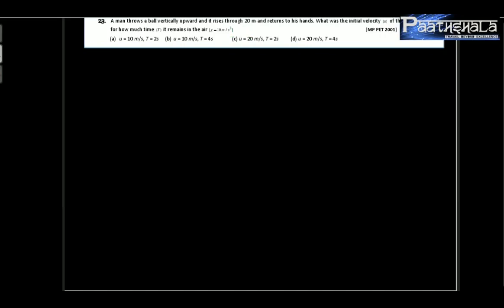A man throws a ball vertically upwards. It rises through 20 meters and returns to his hands. What is the initial velocity u of the ball and how much time t it remains in the air? Okay.